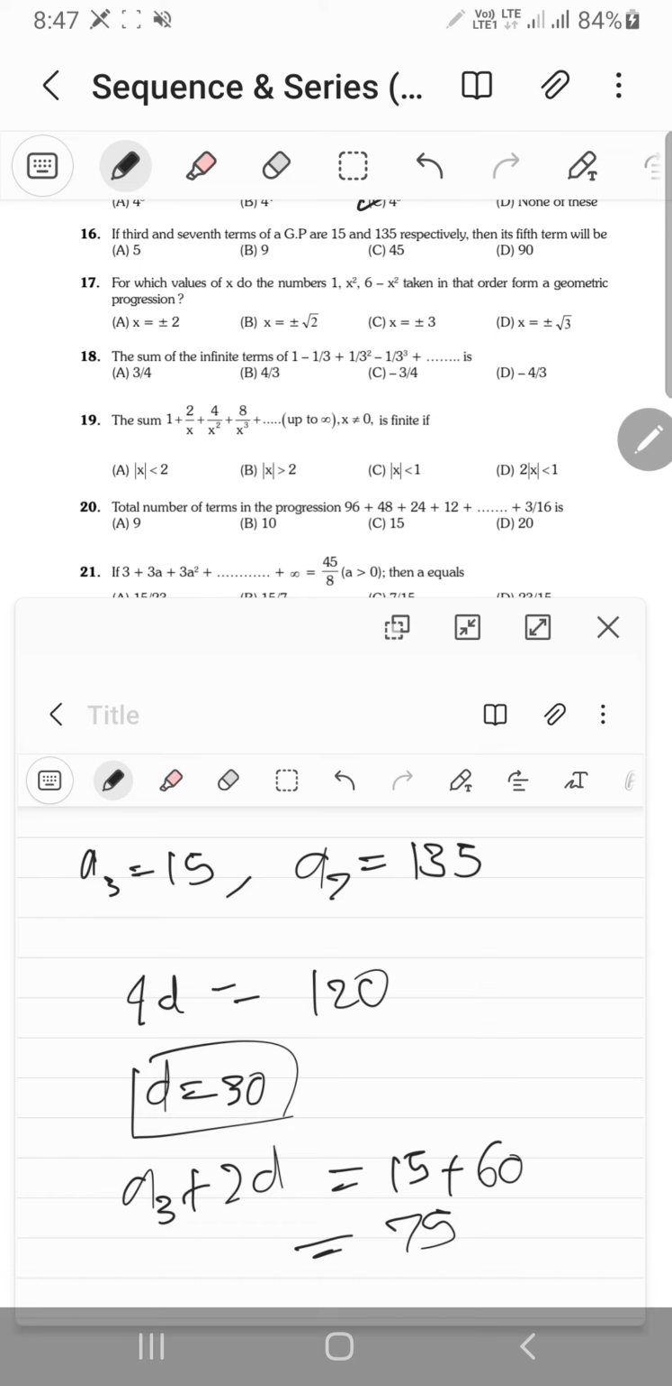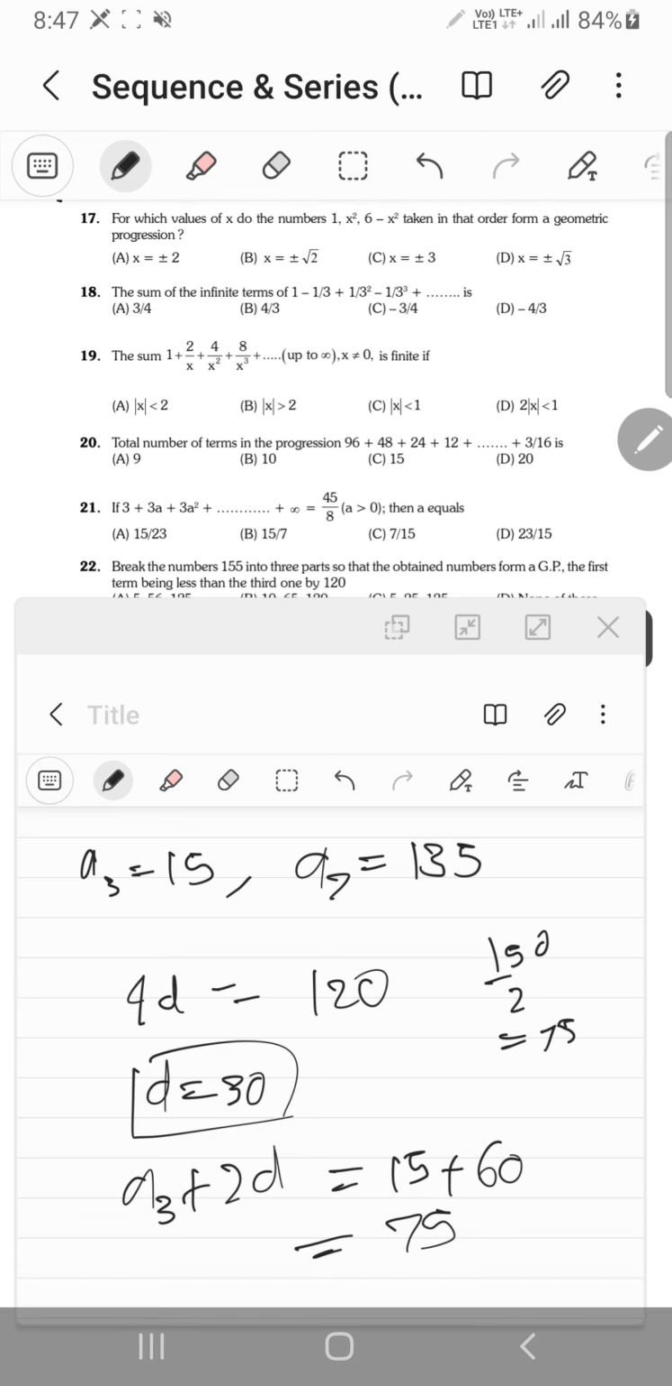45. Why? Like, third and seventh term, it should just be their average, right? And their average is 150 upon 2, which is 75. Yes, so it will be 75, and it's not in the options.